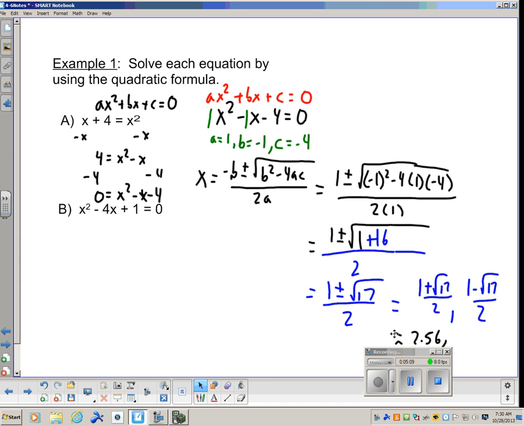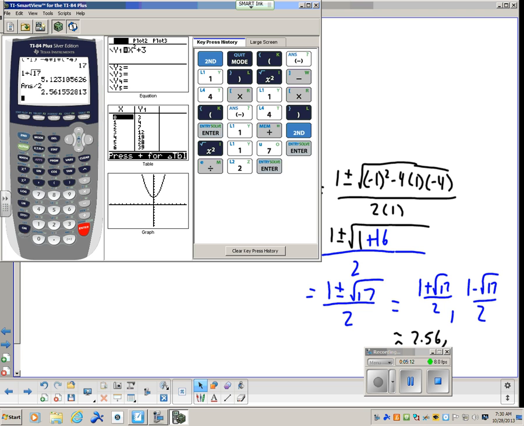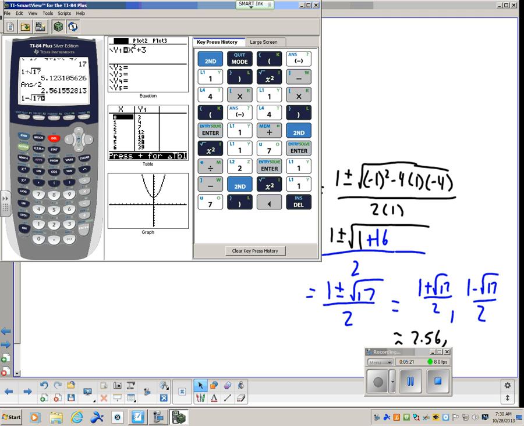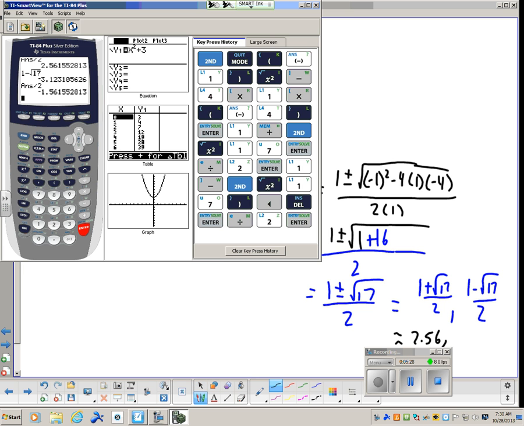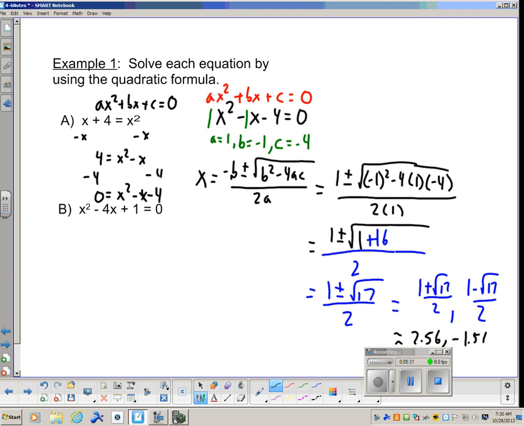My other one there is 1 minus the square root of 17. Whoops. Put something there that didn't belong. Enter. Divided by 2. And I get negative 1.56. So there's my two decimal approximations. My nice answer there would have just been this. Or if I wanted to, I can go ahead and go this other step here and get my values as well.